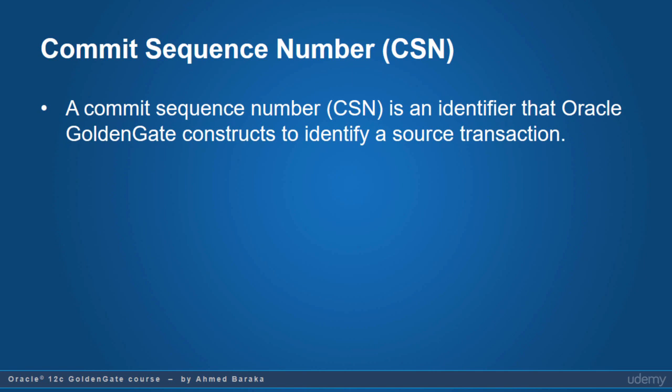A commit sequence number, or CSN, is an identifier that Oracle GoldenGate makes to identify a source transaction. The CSN is used by GoldenGate for maintaining transactional consistency and data integrity.